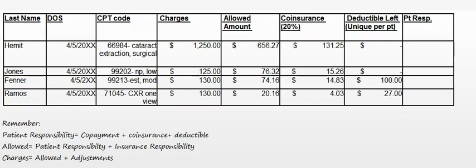Welcome to the session on calculating patient responsibility. What we've done is taken some generic information from what would be a remittance advice and pared it down for just the purposes of this discussion. So let's go through to see what you have here.